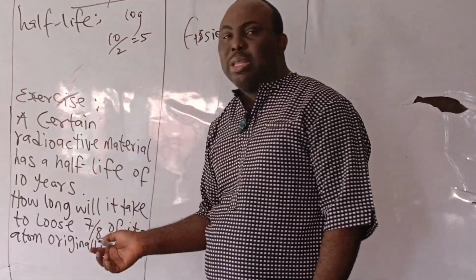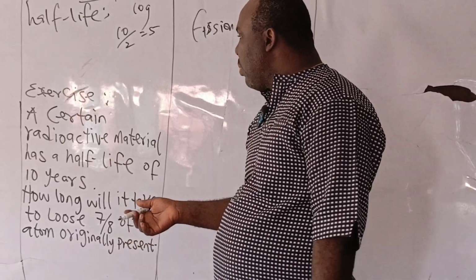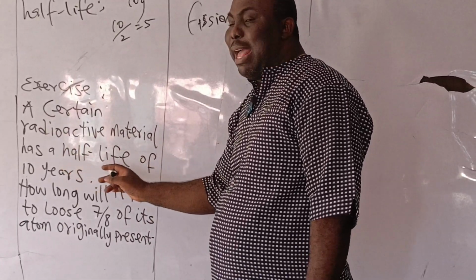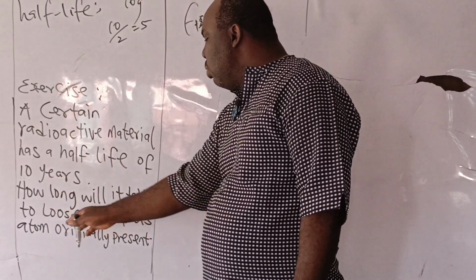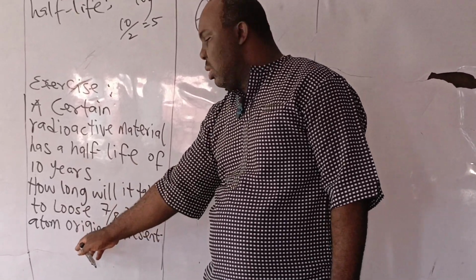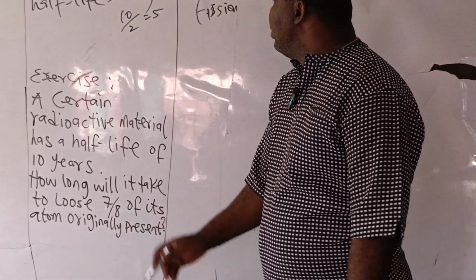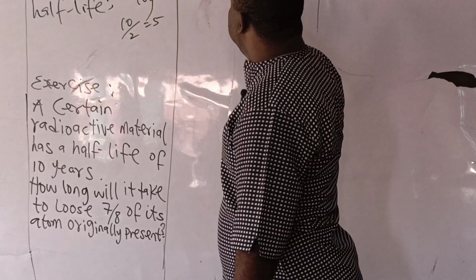So we have this question on the board. It will help us to understand the concept more. The exercise says a certain radioactive material has a half-life of 10 years. How long will it take to lose 7/8 of its atoms originally present? So the solution.